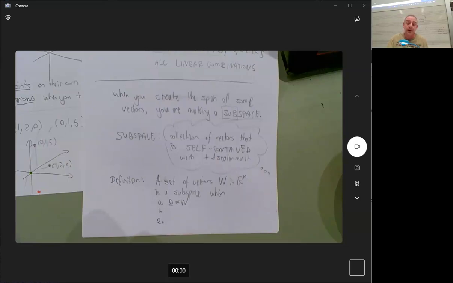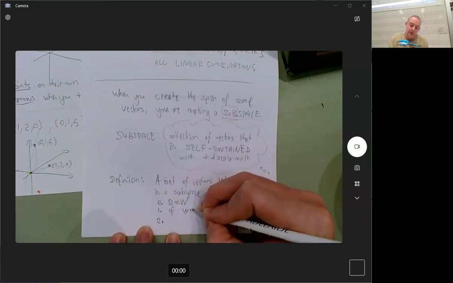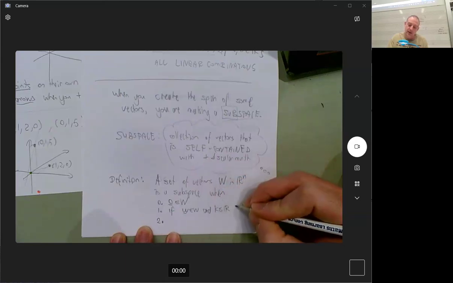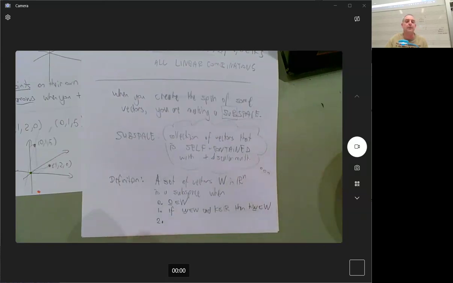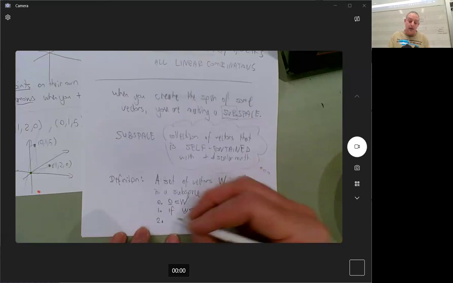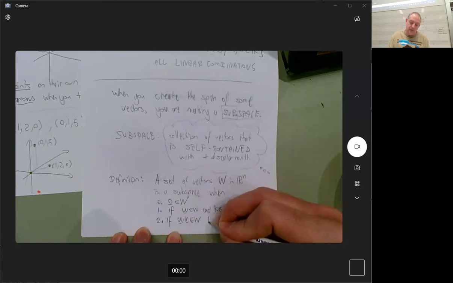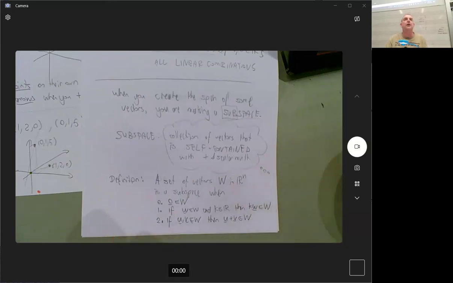Law 1 is that if there is a vector in your subspace and you have a real number, I shall call it k, then when you multiply it, you're still in the subspace. This says you can't escape W by doing scalar multiplication. It's self-contained. And law 2 is that if u and v are in W, then when you add them, the new point that you make is also in W.